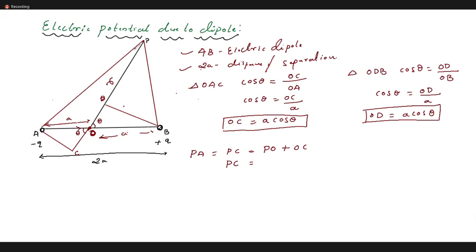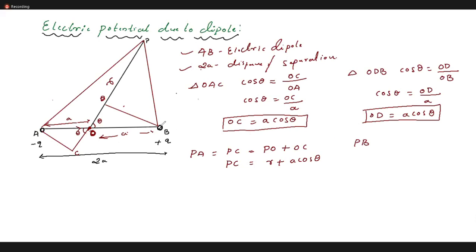What is PO? From O to P, what is the distance? R. Then what is the OC you got? A cos theta. Please respond. Similarly, now tell me PB.